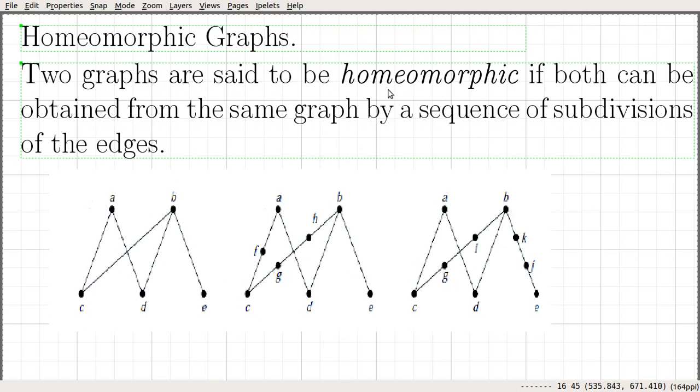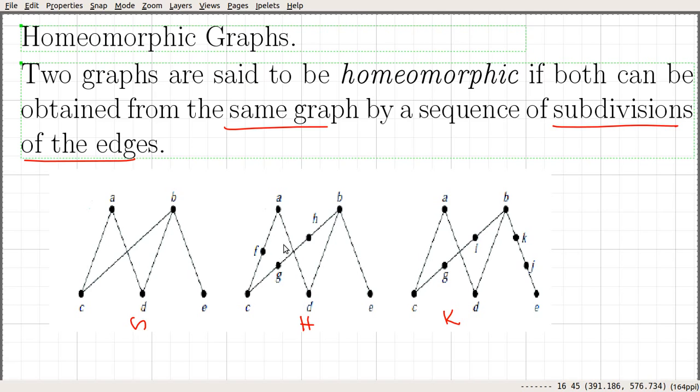Using the definition of this subdivision, we can define homeomorphic graphs. The definition says two graphs are said to be homeomorphic if both can be obtained from the same graph by a sequence of subdivisions of edges. So let's look at this particular graph, and let these graphs be G, H and say K. Here we can see that H can be obtained from G by 3 elementary subdivisions.